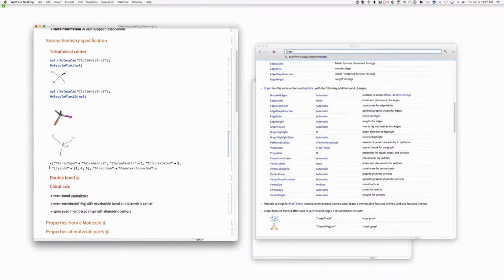So the stereo center is the central atom, which is number one. The fiducial atom, which is our reference atom, indicating the direction that we're looking toward the central stereo center atom. Okay. And then the ligands are atoms 3, 4, and 5. And the direction for the handedness in this case is counterclockwise.